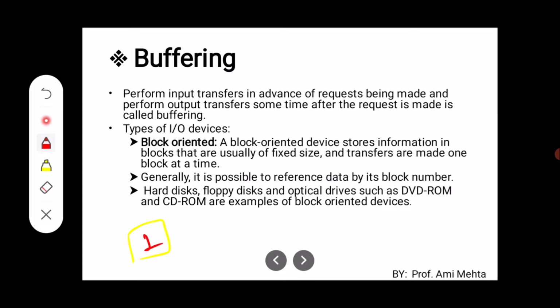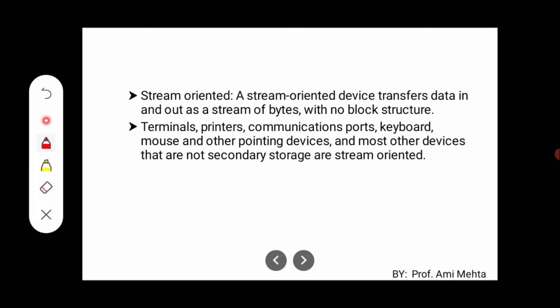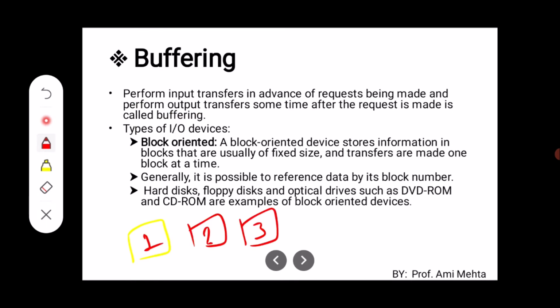This is block 1, this is block 2, this is block 3. So in that manner, it will store the data. Generally, it is possible to reference data by its block number, that is 1, 2, 3. This is the block oriented device.